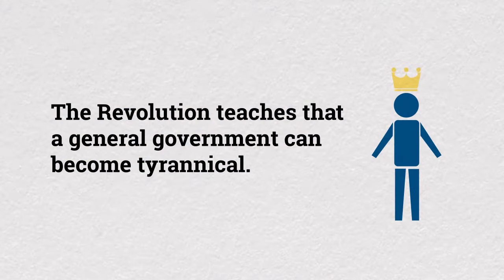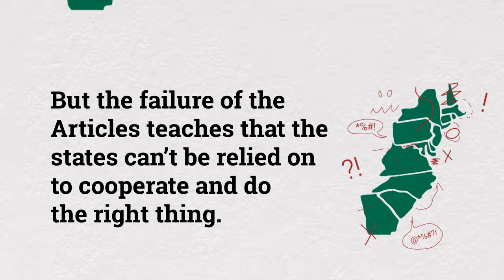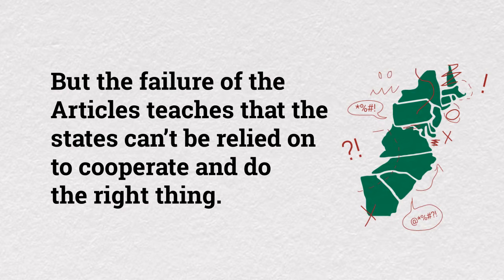We left off last time with the Constitutional Convention. The Revolution succeeded, but the Articles of Confederation have failed, and the states have sent delegates to a convention in Philadelphia to propose changes. The delegates represent states with lots of different views, and above all, there's a tension between the first two lessons of American history. The Revolution teaches that a general government can become tyrannical, and that the states can stand up to defend the liberty of their citizens. But the failure of the Articles teaches that the states can't be relied on to cooperate and do the right thing.